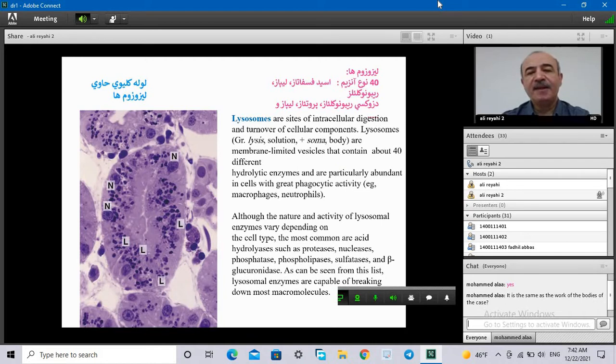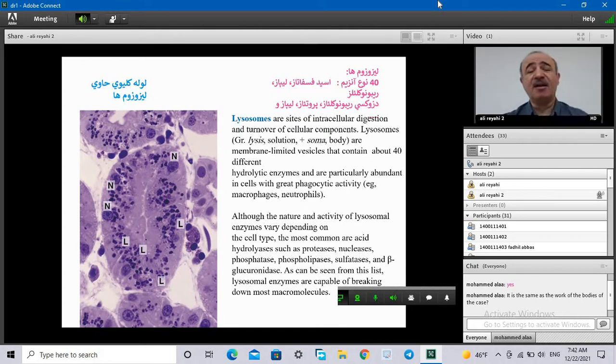Okay, that means the aging part, the old organelle of the cytoplasm, can be hydrolyzed within the lysosome. It's called intracellular turnover of intracellular components. The lysosomes are membrane-limited vesicles that contain about 40 different hydrolytic enzymes, okay?